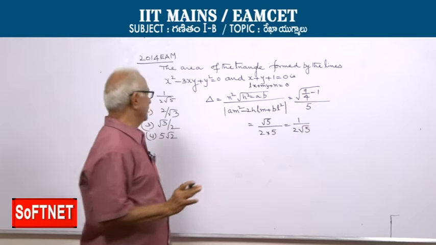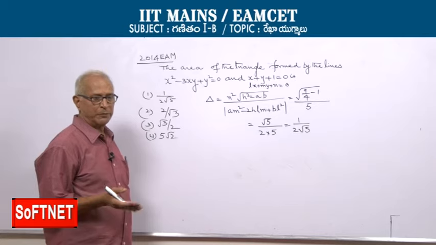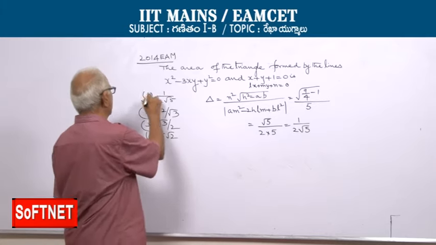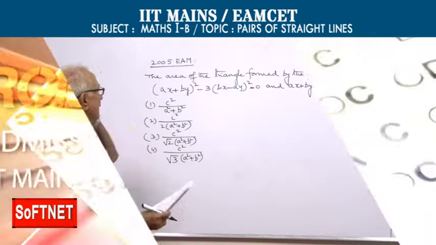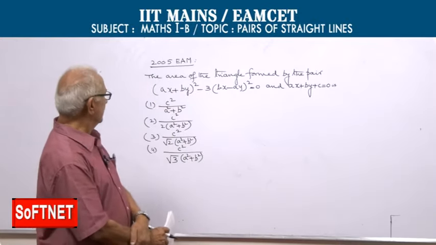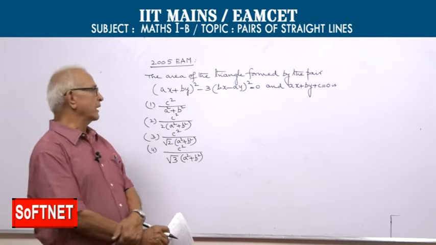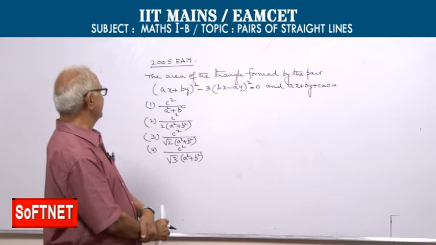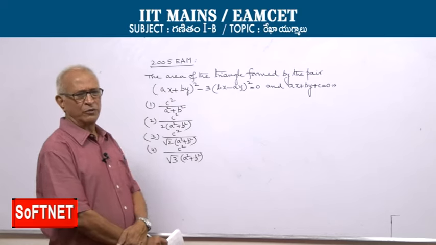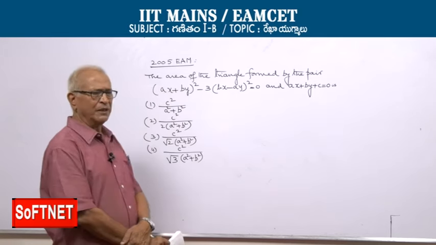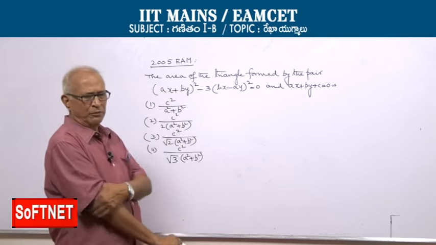So that may be easier in such cases, but sometimes going to the formula is unavoidable for us. Another example where you require the formula: area of the triangle formed by the pair ax plus by whole square minus 3 times bx minus ay whole square. Well, you can rewrite this equation in the general form of the homogeneous equation and then appeal to the formula. May involve a certain probative amount of work.